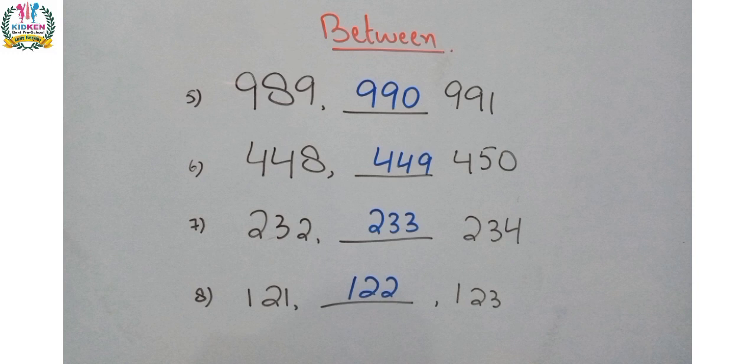Next part of this question, 448 dash 450. Simply we write the after number of 448, and the after number of 448 is 449. Next part is 232 dash 234. We write the before number of 234, and the before number of 234 is 233. Next part is 121 dash 123. We write the before number of 123 or the after number of 121, that is 122.